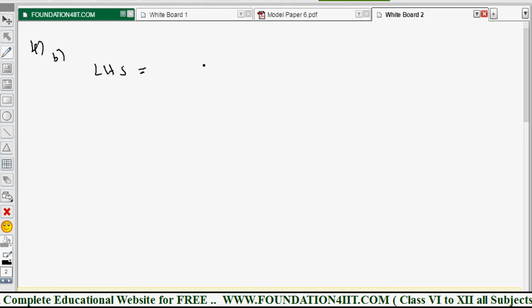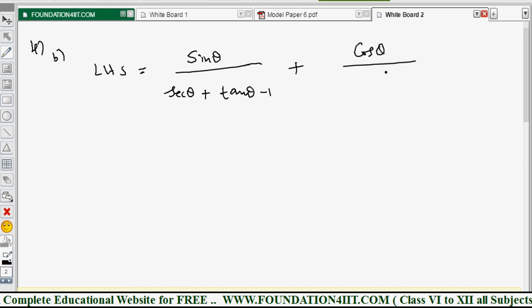So the left hand side given is sin theta by sec theta plus tan theta minus 1, plus cos theta by cosec theta plus cot theta minus 1. Trigonometric formulas you must know perfectly, then only you can solve it easily. Let us simplify this. Take all tan terms to sin by cos, sec terms to 1 by cos. Convert everything to sin and cos, then you can take the common easily.